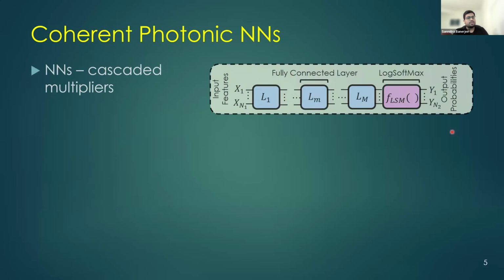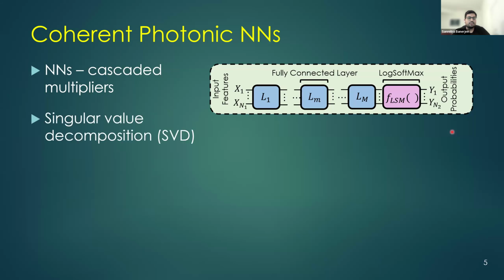Let's consider a fully connected neural network. These are cascaded multipliers: a multiplier followed by a nonlinear activation, then another multiplier followed by a nonlinear activation, and finally ending at some kind of pooling layer, like a log softmax. Now, using singular value decomposition, any generic weight matrix can be decomposed into a product of a unitary matrix, a diagonal matrix, and another unitary matrix.